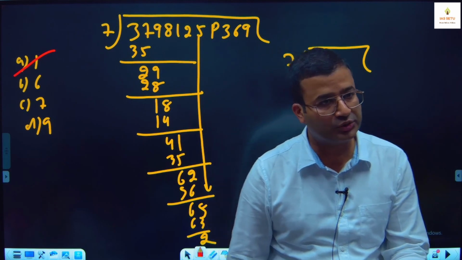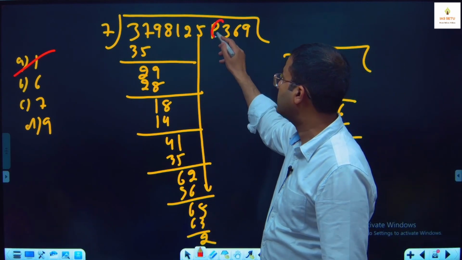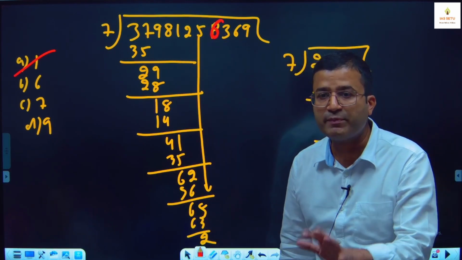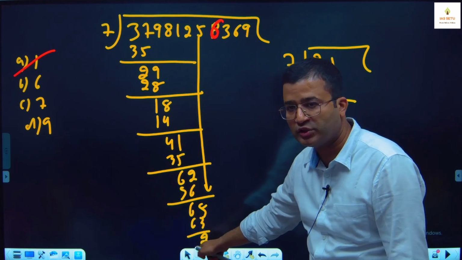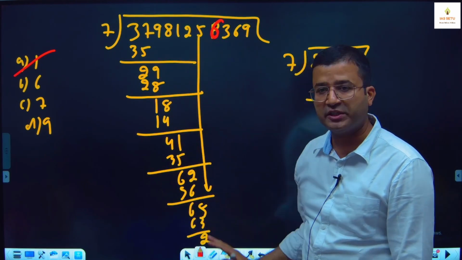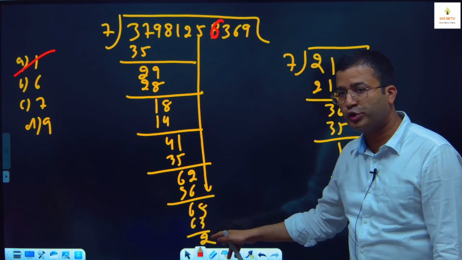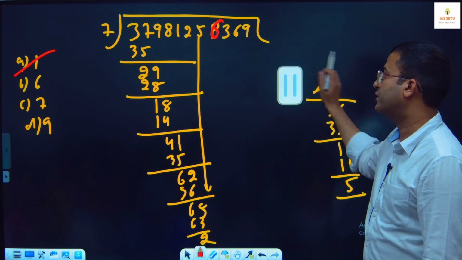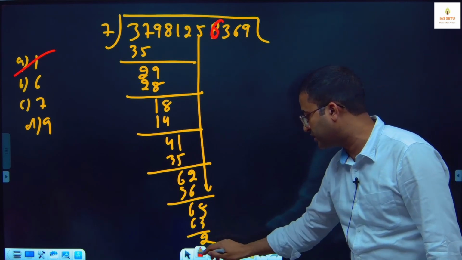Then I try answer option B, which is 6. I put 6 here. But my point is, don't waste your energy. This will remain the same. Before P the picture is the same. This 5 gives you 2. Then you check after this. Check the picture after this.